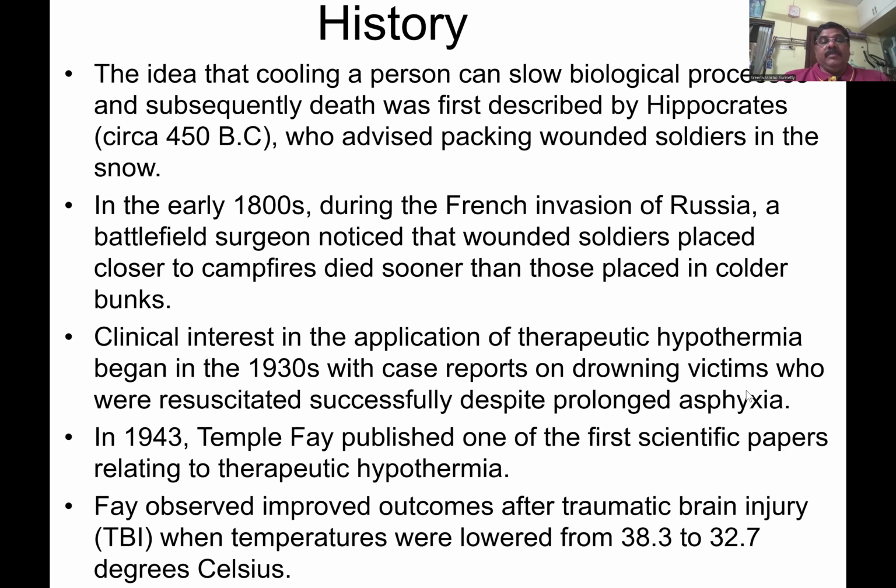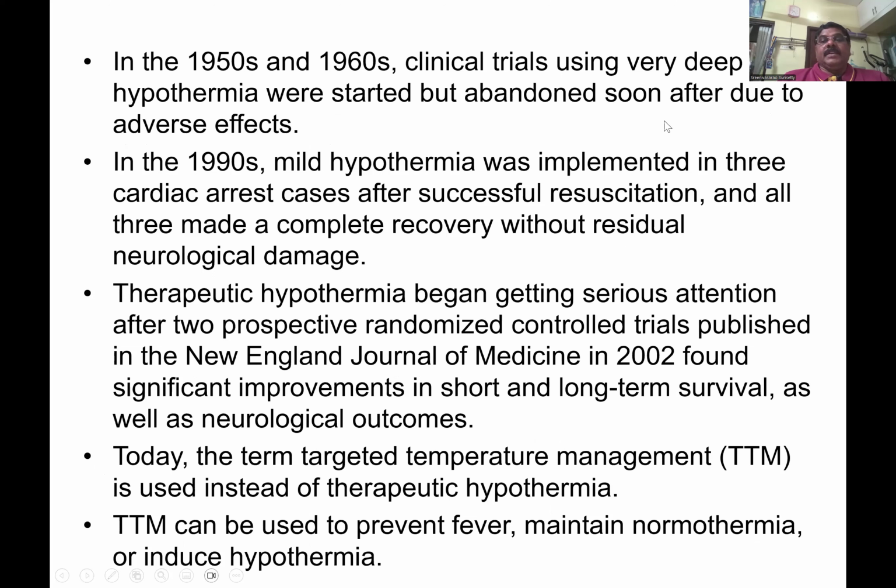There were case reports of drowning victims who were rescued successfully despite prolonged asphyxia. In 1943, Temple Fay published one of the first scientific papers related to therapeutic hypothermia. Fay observed improved outcomes in traumatic brain injury when temperature was lowered from 38.3 to 32.2-32.7 degrees centigrade. In the 1950s, clinical trials using very deep hypothermia started but were abandoned soon after due to the adverse effects caused by the hypothermia.